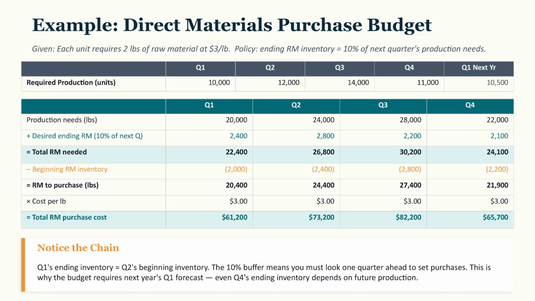Begin by calculating production needs as production units multiplied by 2 pounds per unit. Next, add the desired ending raw materials, set at 10% of the following quarter's production. Subtract the beginning inventory, which carries over from the prior quarter, to determine the pounds to purchase. Finally, multiply the purchase quantity by the standard price of $3 per pound. This anticipatory approach secures inventory continuity.